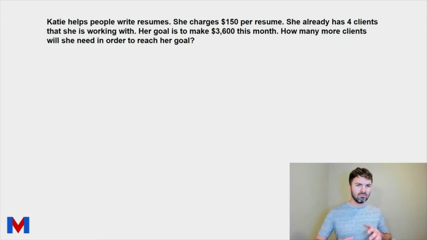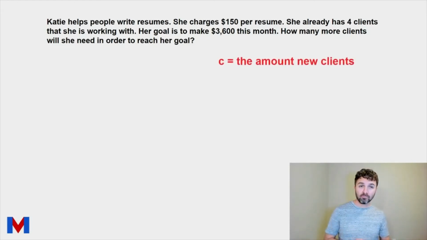Okay. Again, we're working with an equation here, so we're going to need a variable. We use C for the amount of new clients. And again, you can use whatever works for you. You could use A for the amount of clients. You can use X. You can use L, T. It really doesn't matter. But it all means the same thing. It's the amount of new clients. Okay? I know my total, which is the goal, which is 3,600. So by itself on the other side of the equal sign, it is going to be 3,600.